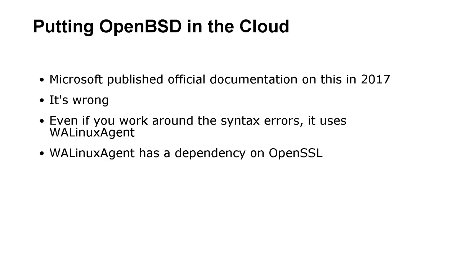You can figure out what the right steps to take are, but those steps require you to use WA Linux Agent, which is the Windows Azure Linux Agent. It's the software that your VM uses to get instructions from Azure. WA Linux Agent has a dependency on OpenSSL, and OpenBSD doesn't like OpenSSL.